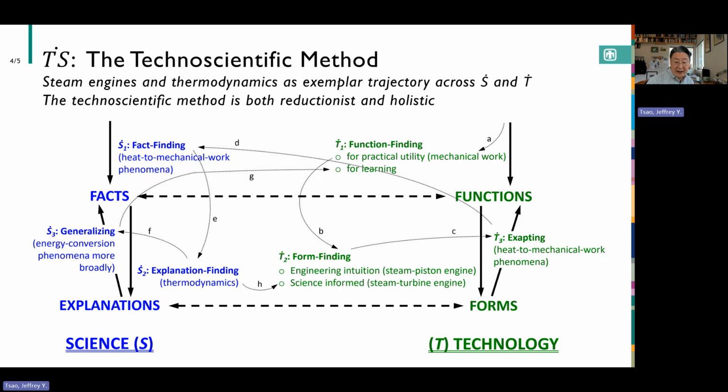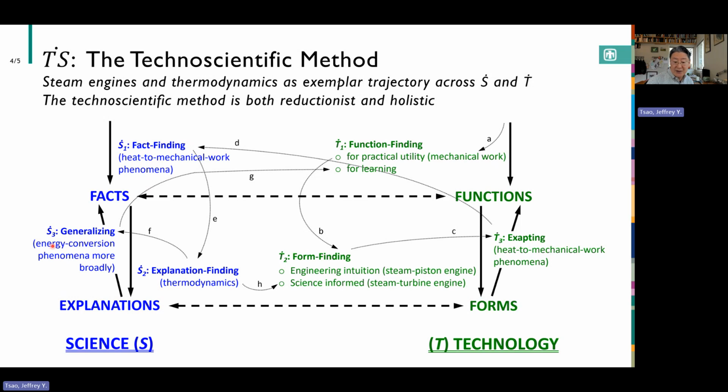These heat to mechanical work phenomena were exapted and became unexpected new scientific facts. And that then brings us to S2 dot, explanation finding, the finding of explanations to explain as yet unexplained scientific facts. In this case, the finding of the science of thermodynamics. And that then brings us to S3 dot, generalizing.